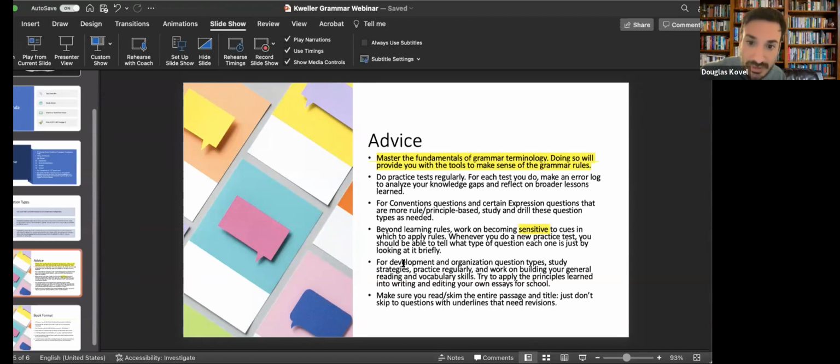So for the 4th bullet point, this advice is more specific to expression questions that are less rule oriented, like those development and organization questions. So, questions maybe where you have to pick the best topic sentence or put sentences in the correct order, questions like that. For these questions, if these are ones that give you trouble, there are a few things you can do. The first thing obviously is study the strategies, because each of these question types has some specific strategies that are unique to them.